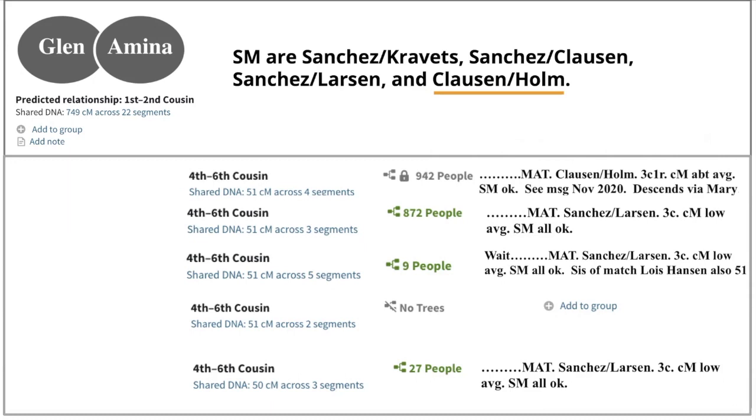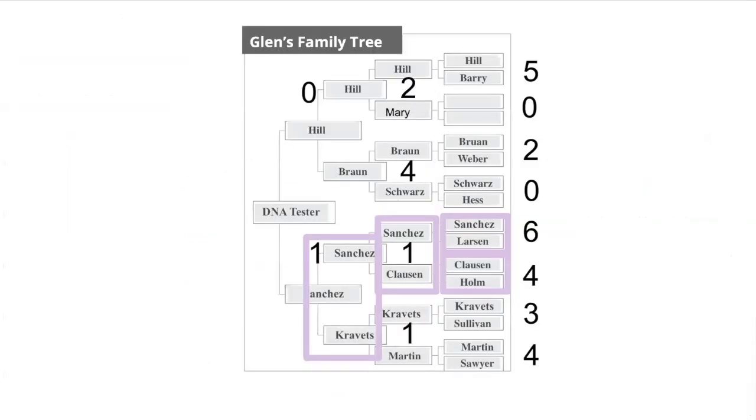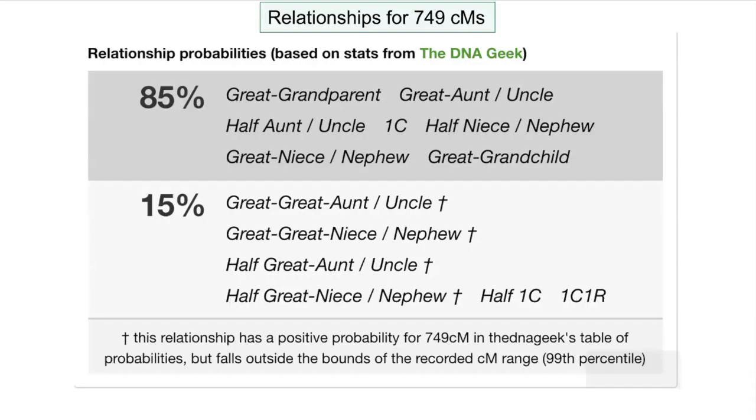Let's put these shared matches on Glenn's family tree so you can visualize it a little bit. These are the shared matches for Amina Okar. Take a minute and see if you can make a guess at who Amina is going to turn out to be. Remember, she shares 749 centimorgans of DNA with Glenn. I'll help you out by giving you the possible relationships for 749 centimorgans from the shared centimorgan project.